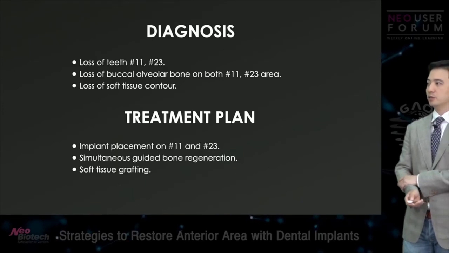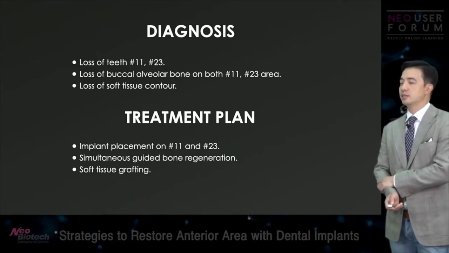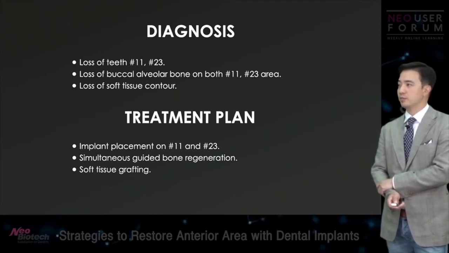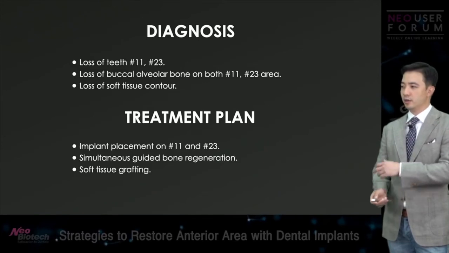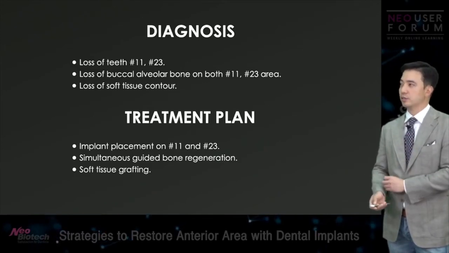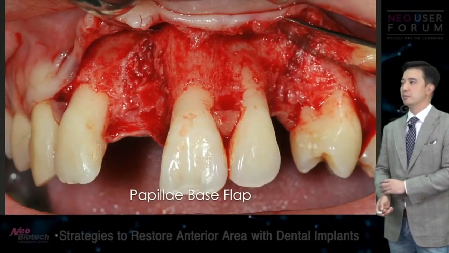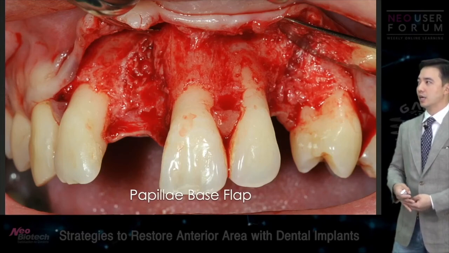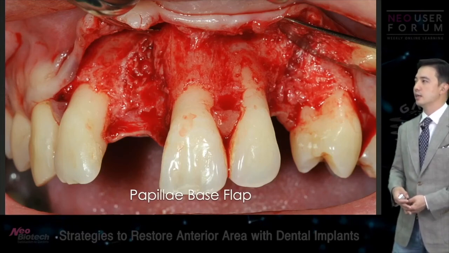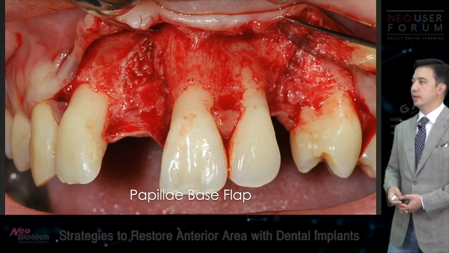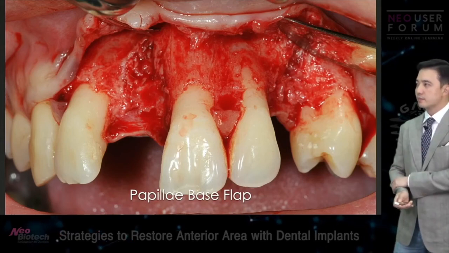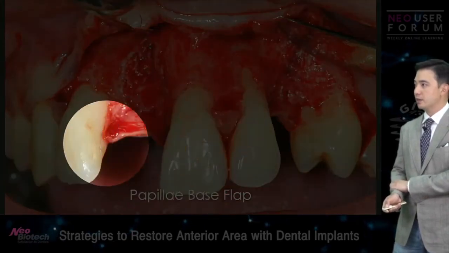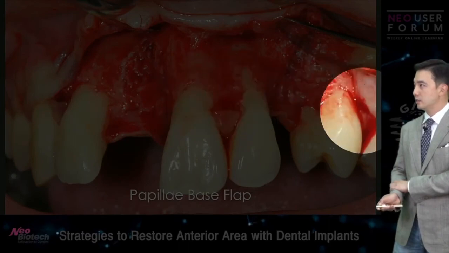So the treatment plan was to place implants with simultaneous GBR. I also considered soft tissue grafting because of the marked recession. This time I had to open a flap, I didn't have another choice because I had to do massive GBR and all that. This is how it looked. Notice I did a papilla-based flap here and here and here.